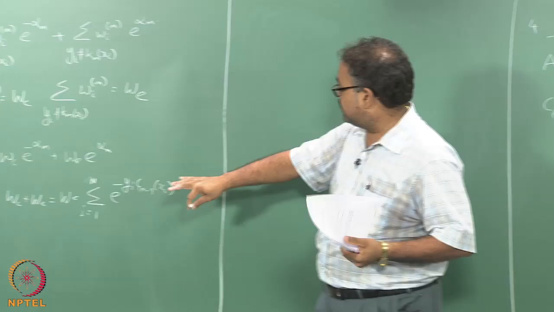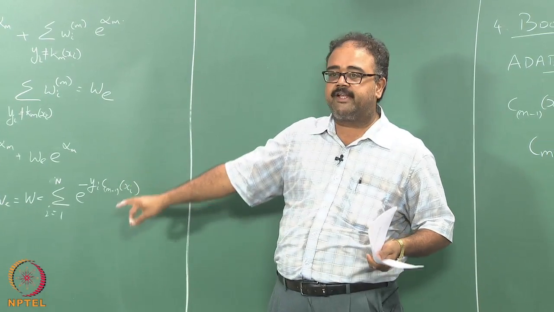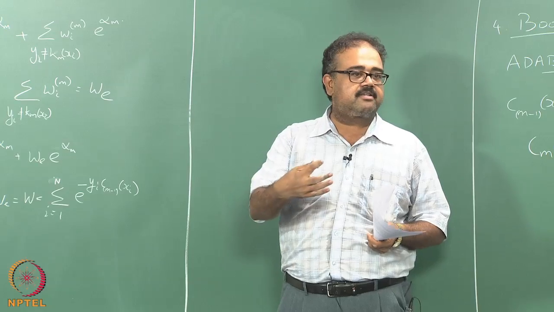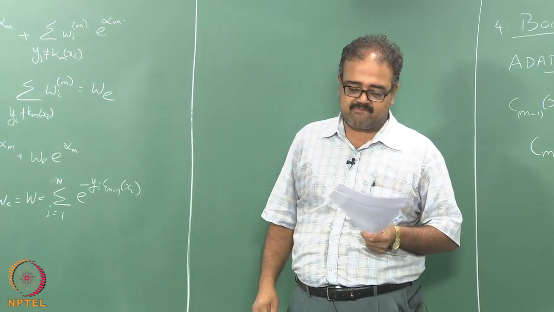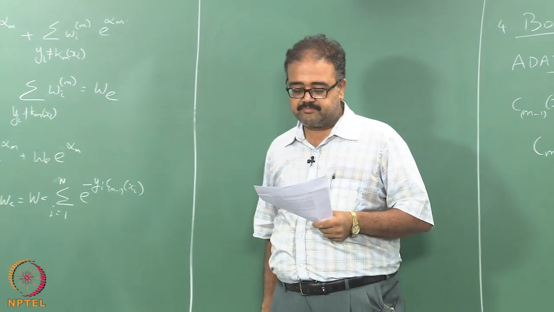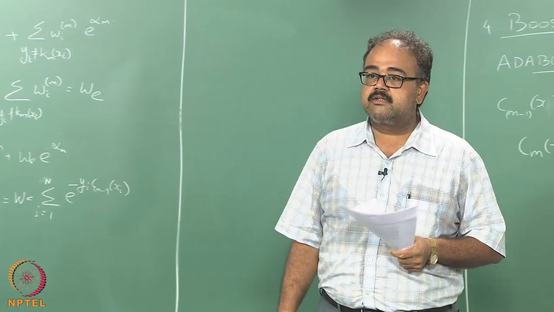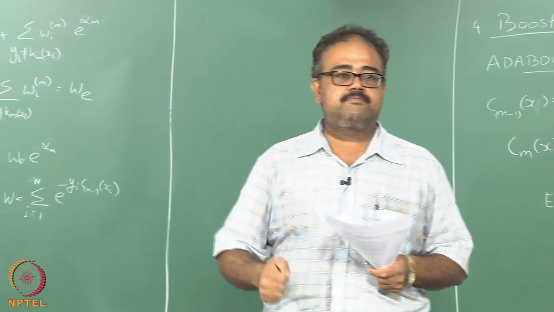So we have found Km now, right? So we all know how to find Km. You do some kind of weighted error minimization, you find Km. So what is next? What's next? We need to find alpha m.